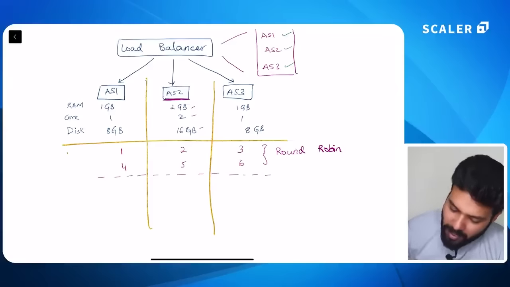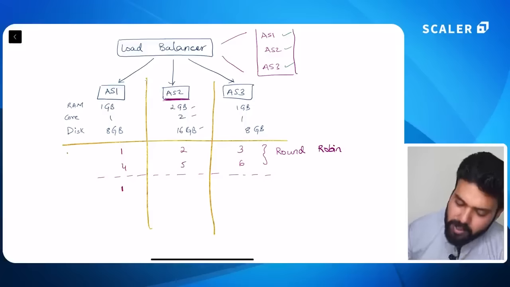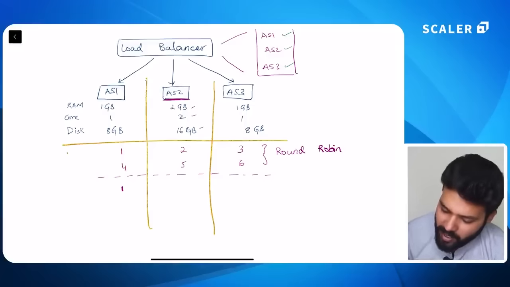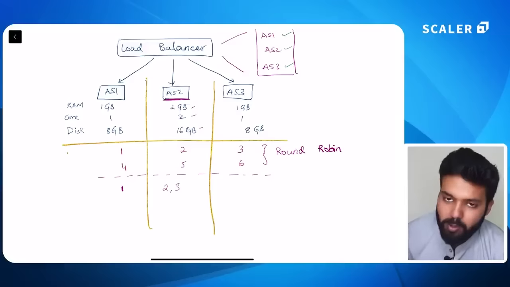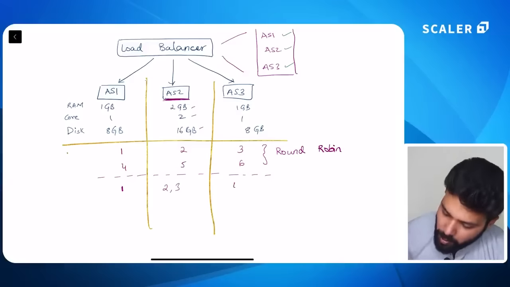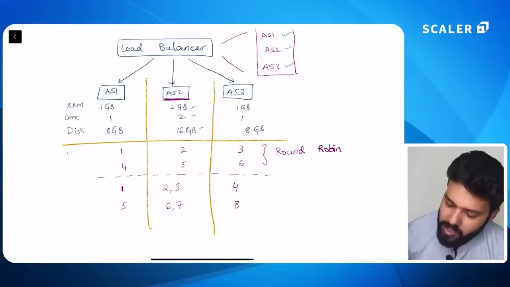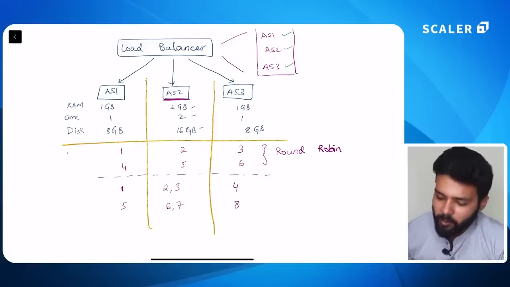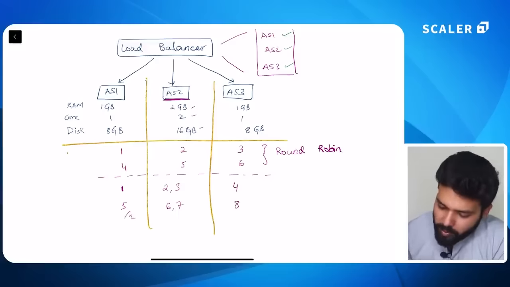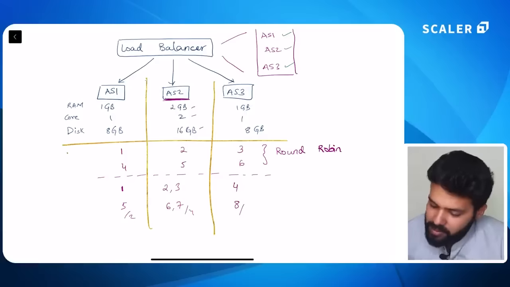How can I do that? I'll route the first request to the first application server. The second request will go to my second application server. The third request will also go to the same server. The fourth goes to application server 3. The fifth goes to 1. 6 and 7 go to application server 2, and 8 goes to application server 3. That way, the first server gets 2 requests, the second gets 4, and the last server again gets 2 requests.